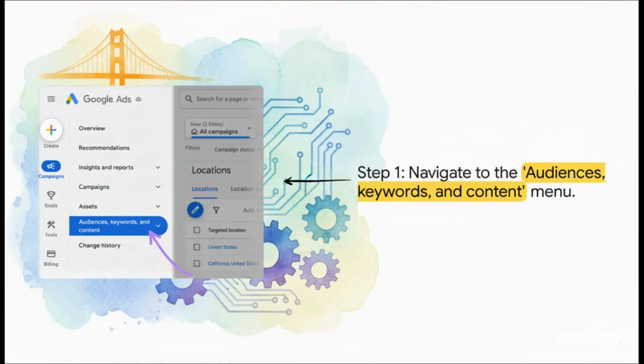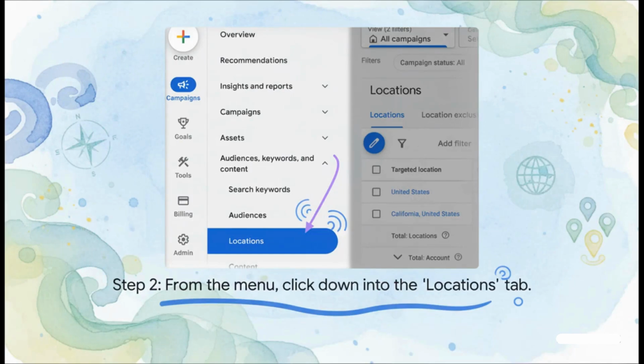So imagine you notice that customers from California are way more valuable. You want to bid more for them. So you log into your account and your first task is to navigate this maze of menus to find the audiences, keywords, and content section. Okay, that's click 1. From there, you have to click down into the locations tab. That's click number 2, just to get to the right section.